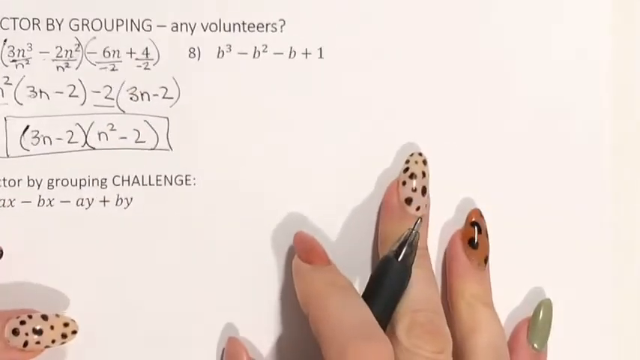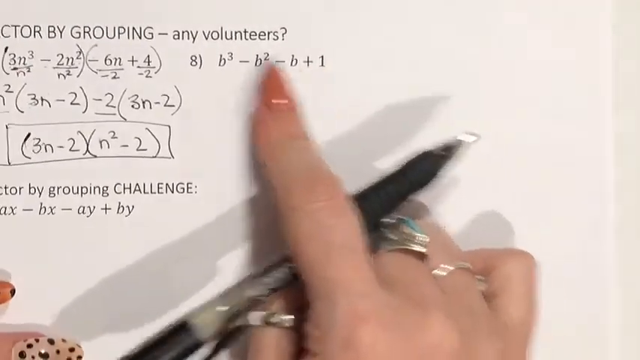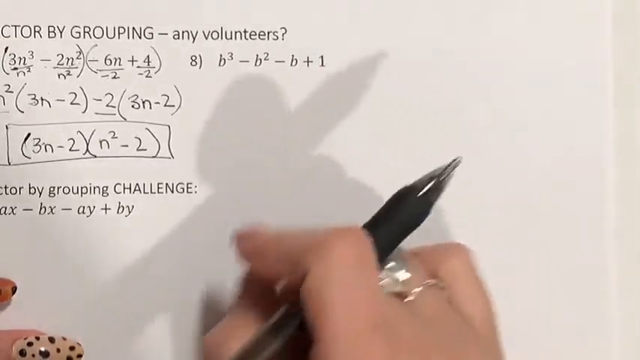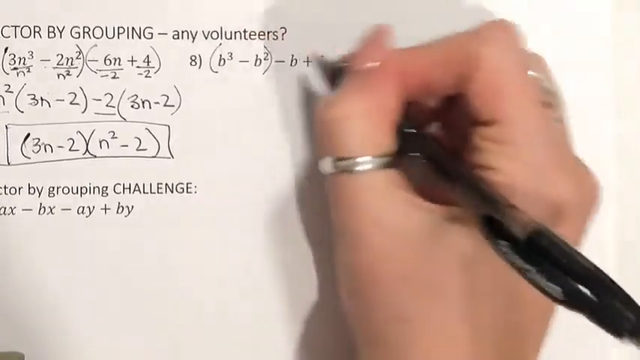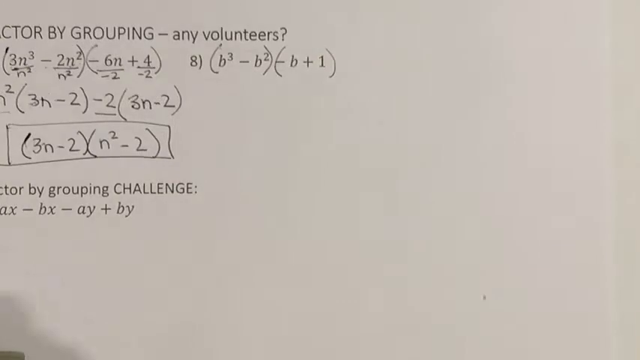And then I think we'll just do one more for sake of time. So we have b cubed minus b squared minus b plus 1. So again, we'll have to probably watch our signs here with those negatives. But first, just do your two groups. Make sure to bring that negative into that second group.